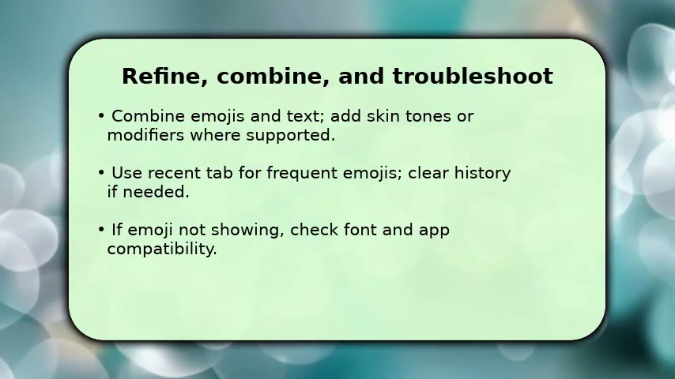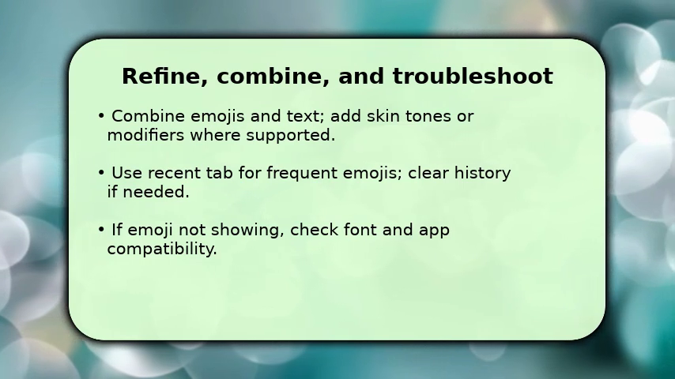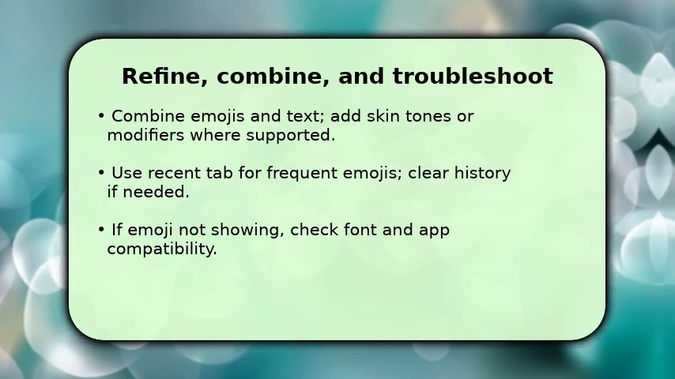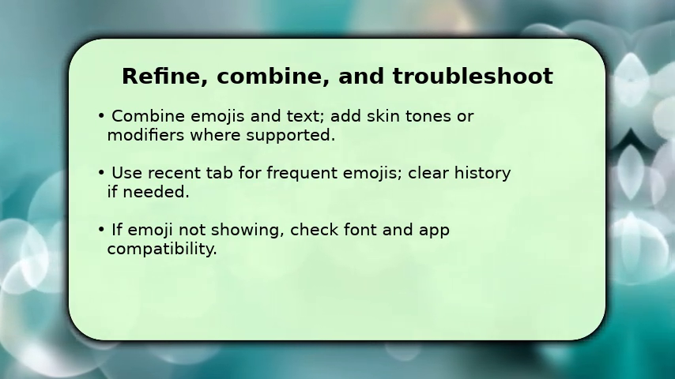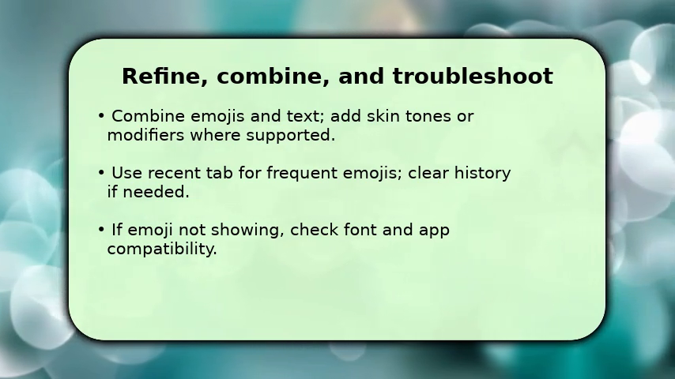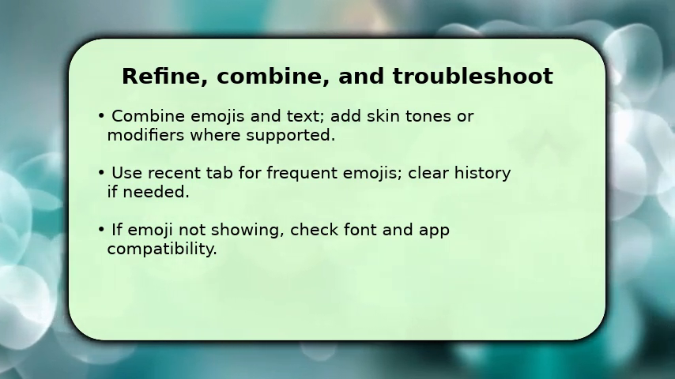To finish, compose your message by combining emojis and regular text. Add skin tone or gender modifiers when the picker offers them, and arrange spacing so they read as intended. Once done, rely on the Recent tab for repeats to speed future use.